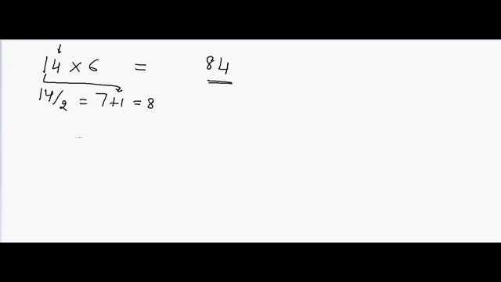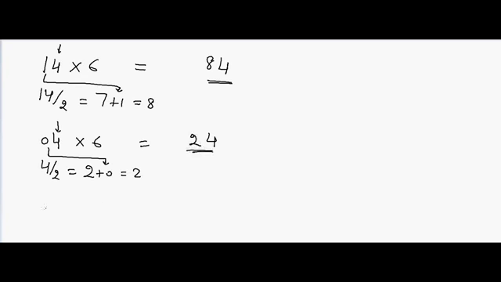Another example, if I have 4 and I want to multiply by 6, in that case the last digit is 4, so I'll write 4 here, and then half of 4 is equal to 2. Because it's a 0 here, if I add 0 it will still remain 2. The answer will be equal to 24.